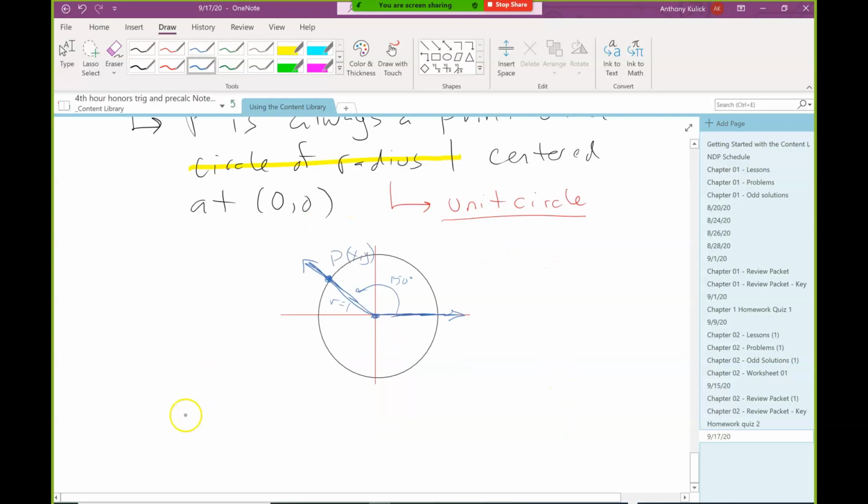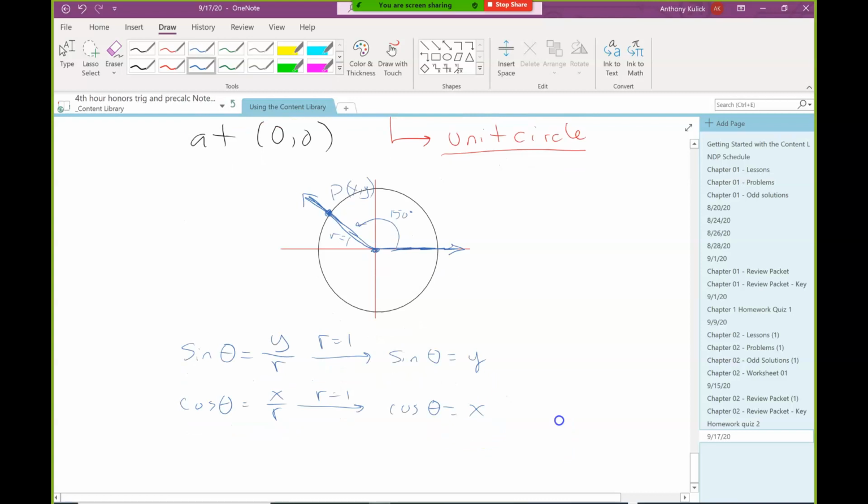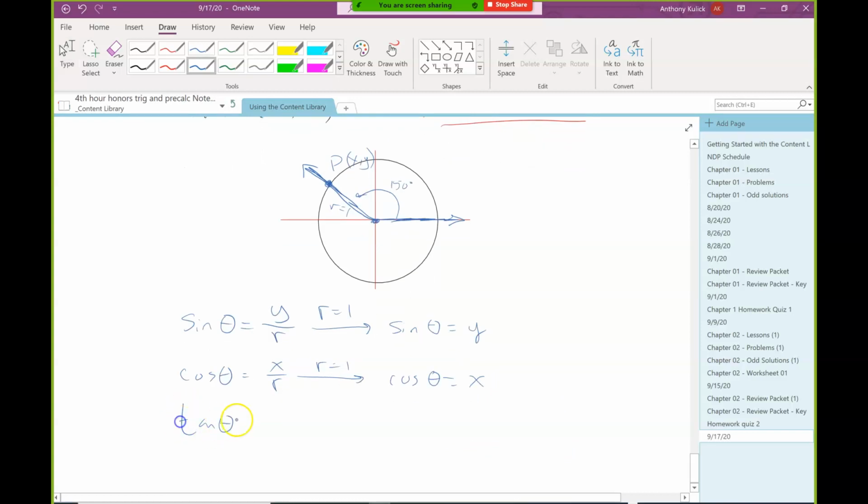So before, we had that sine was y over r. But if r is always going to equal 1 now, sine just turns into y. Similarly, cosine was x over r. But if r is just equal to 1, cosine is just equal to x. Tangent was y over x. If r equals 1, that doesn't change anything. It's still y over x.